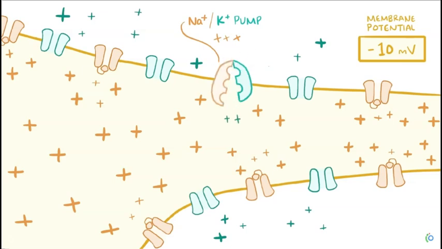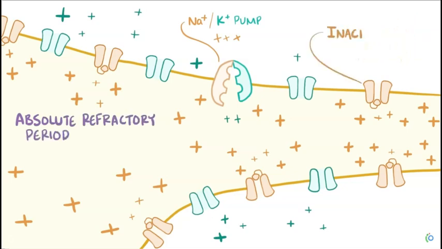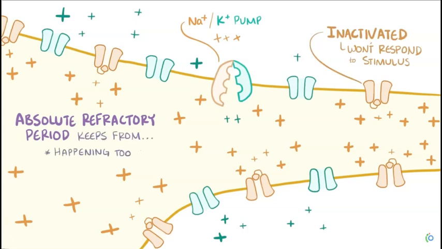It's during this repolarization phase that the cell is in its absolute refractory period, since the sodium channels are inactivated and won't respond to any amount of stimuli. This absolute refractory period keeps the action potentials from happening too close together in time, and also keeps the action potential moving in one direction.